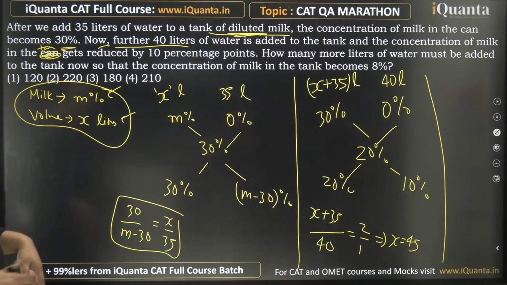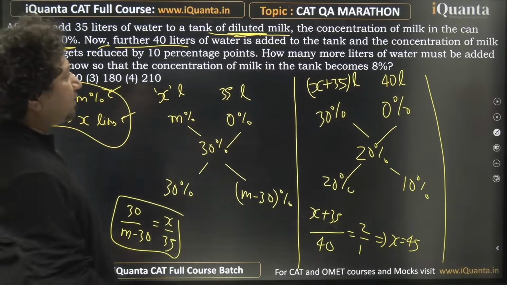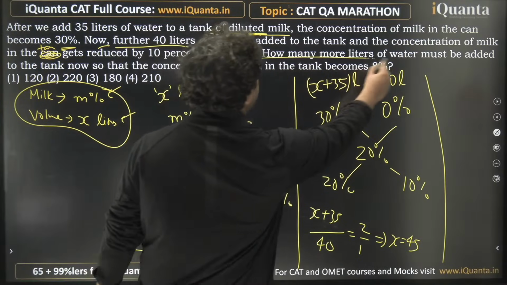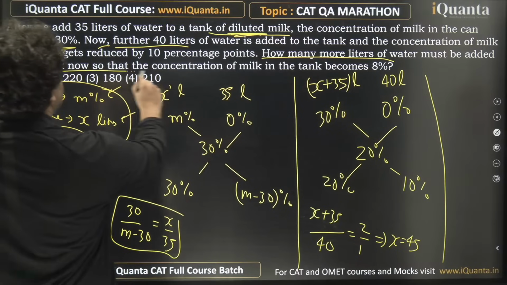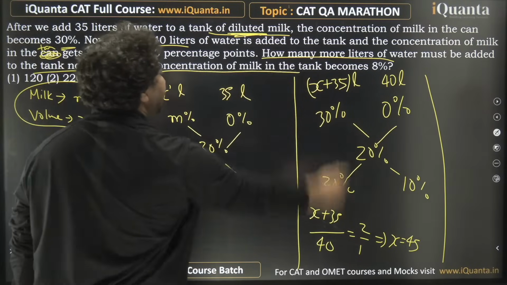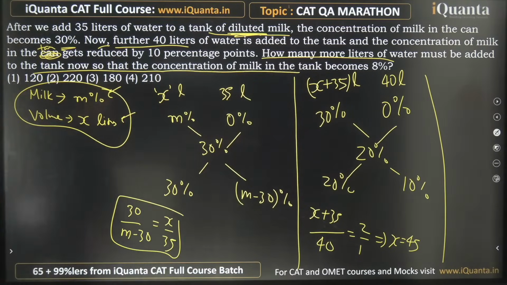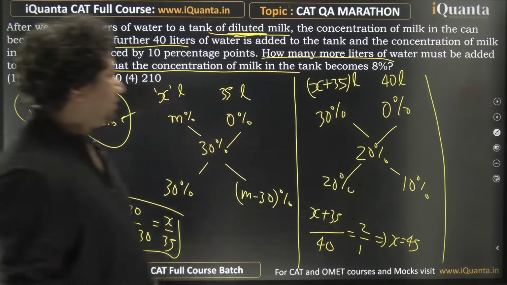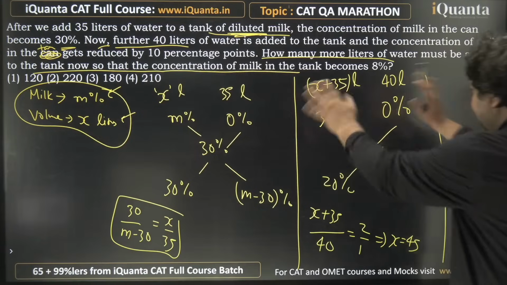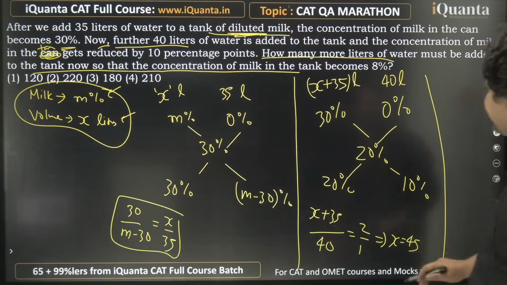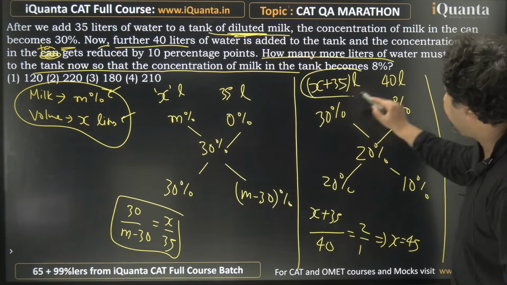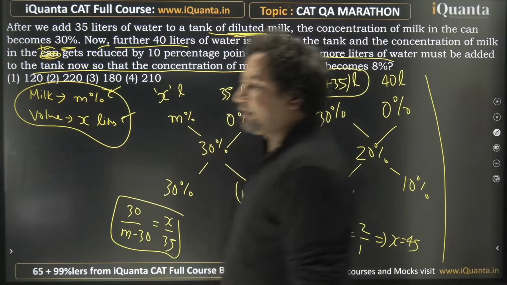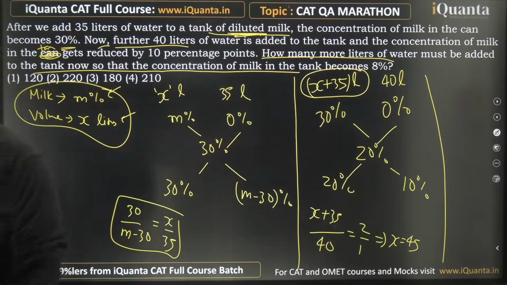चलो आगे बढ़ते हैं. What happened afterwards? How many more liters of water must be added to the tanks now so that the concentration of milk in the tank becomes 8%? इसका क्या करना है, तो बच्चों का खेल है. Okay. So I'll do this again, the allegation again. X is 45, so this becomes 80 liters, isn't it? That becomes 80 liters, and this is already 40.